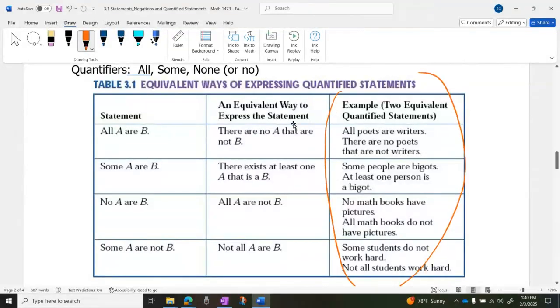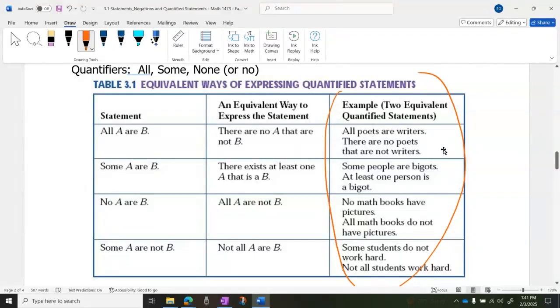All right. First type, all A are B. There's no A that is not B, right? Earlier I gave you an example: all women are human beings. So there's no one woman who is not a human being, right? So the example in the table is all poets are writers.